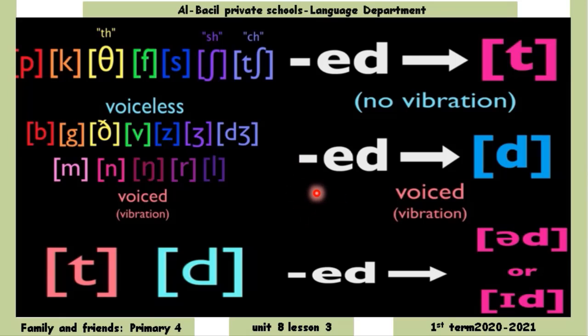But in case the verb in the past tense ends with t or d sound, they change to id sound. So in case of the verb ending with t or d letter, we have id sound. For example, painted. Here we find the ending ed, painted.